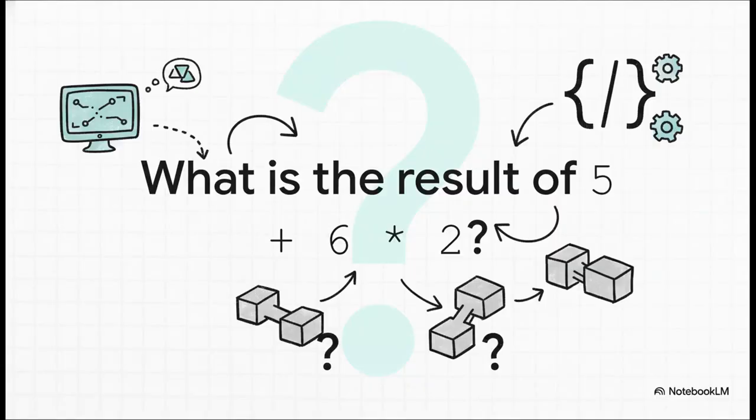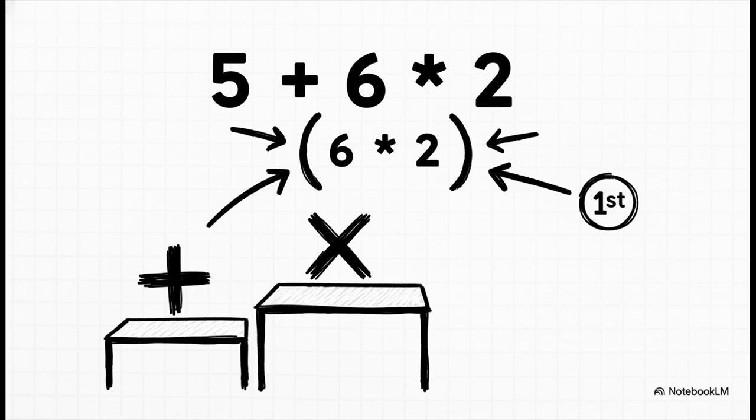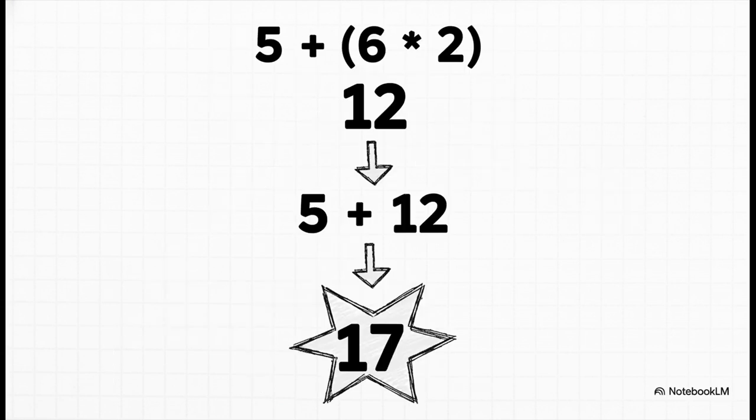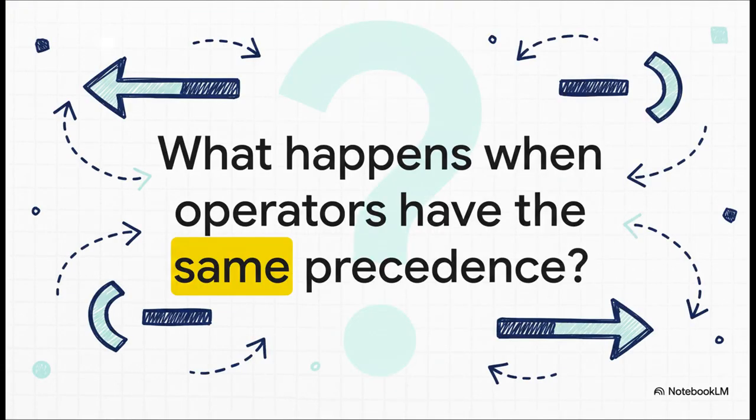When you look at this expression, what do you think the computer does first, the addition or the multiplication? Well, in C, multiplication has a higher precedence than addition. What that means is the compiler always calculates the 6 times 2 part first, almost as if it had parentheses around it from the start. And here you can see that step-by-step evaluation. After the multiplication is done, we're left with a simple addition, which brilliantly illustrates how we get to our final answer of 17.